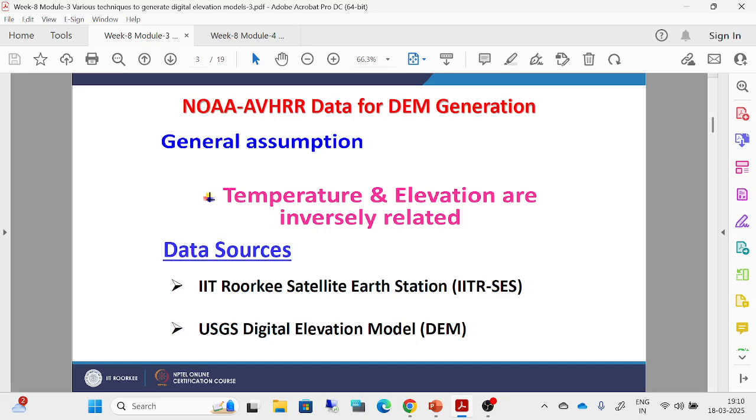This relationship, that temperature and elevation are inversely related, can be exploited for generating these DEM models.